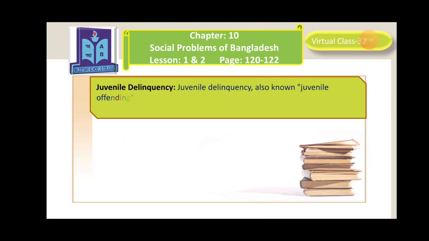So, my dear students, at the beginning, I am telling you that juvenile means offspring, that means a child aged from 7 to 16 or 7 to 18. So, they are known as juveniles. When they are doing some offenses, these offenses are known as delinquencies. That means juvenile means offspring and delinquency means offense.